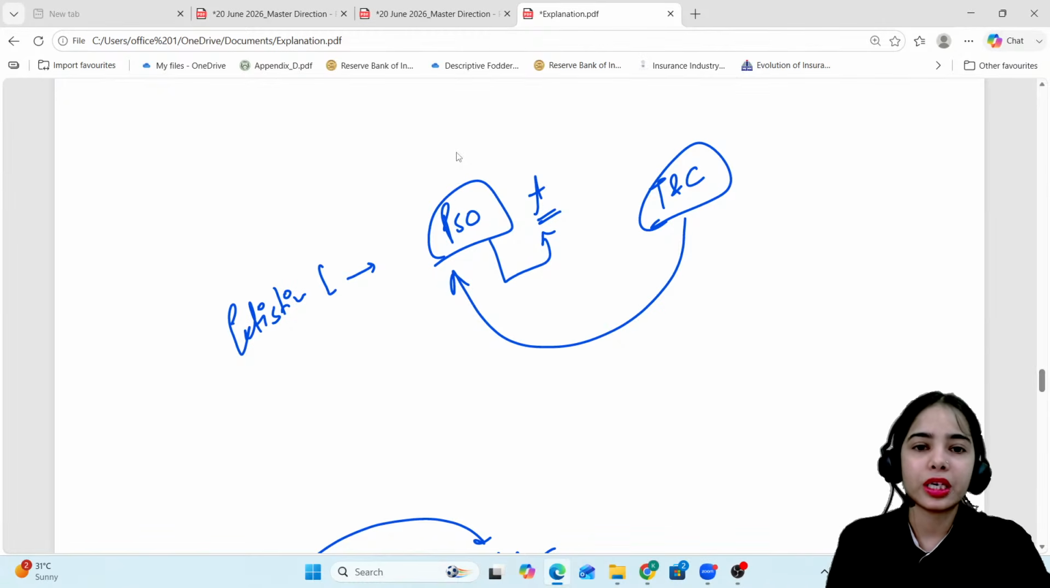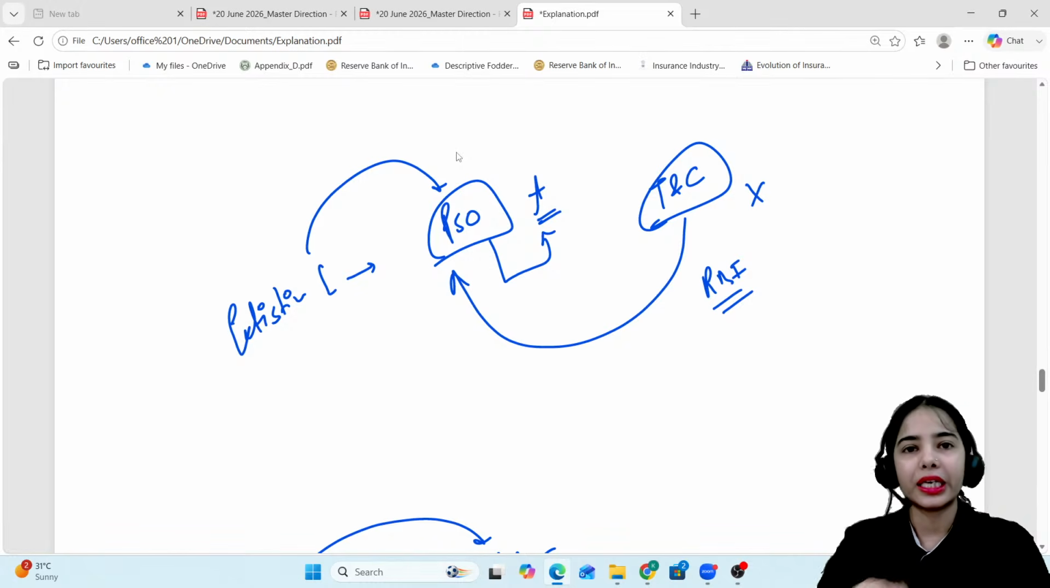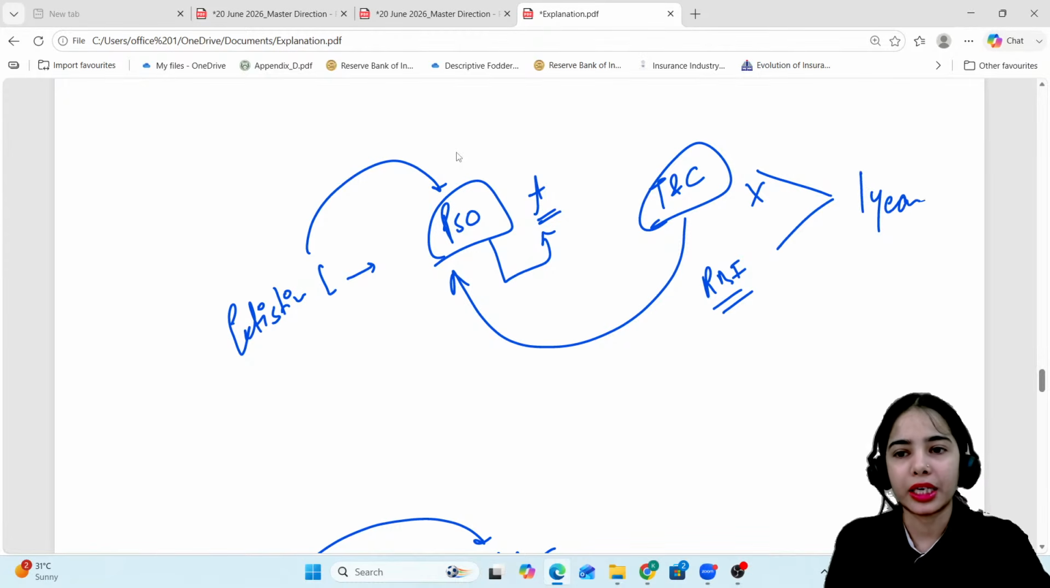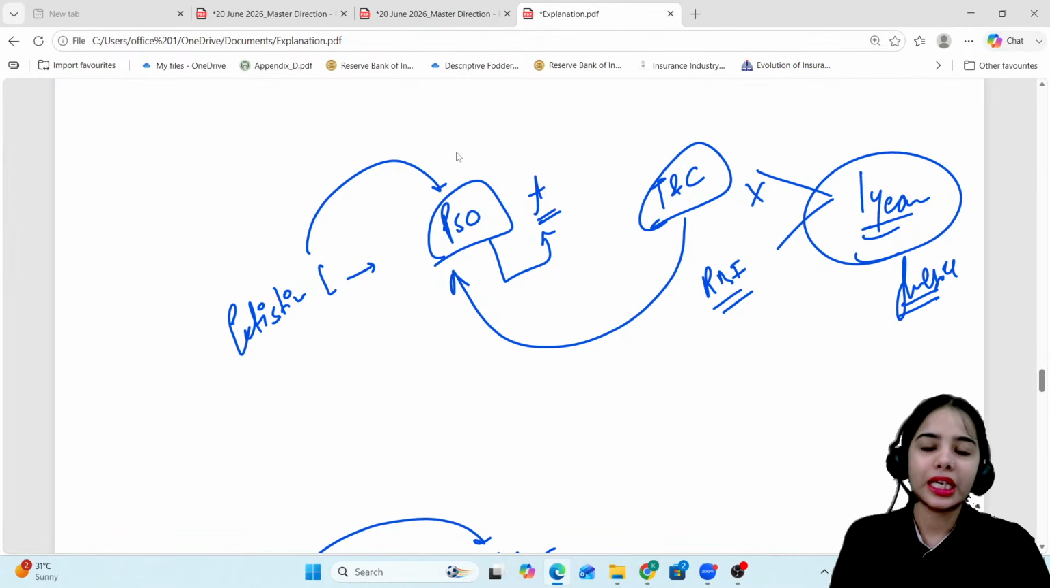So if the older PSO, the existing payment system operator, is not fulfilling the terms and conditions, or it has been found by the RBI that it is not working in accordance with the public interest, or it is not having the proper interface, the proper system, then RBI can tell the payment system operator that you have a 1 year timeline to fulfill the criteria and to resolve the issues. So a 1 year timeline is provided for the older PSOs.